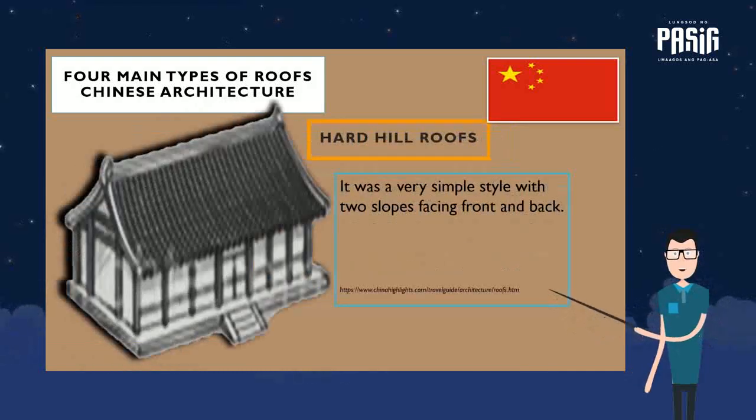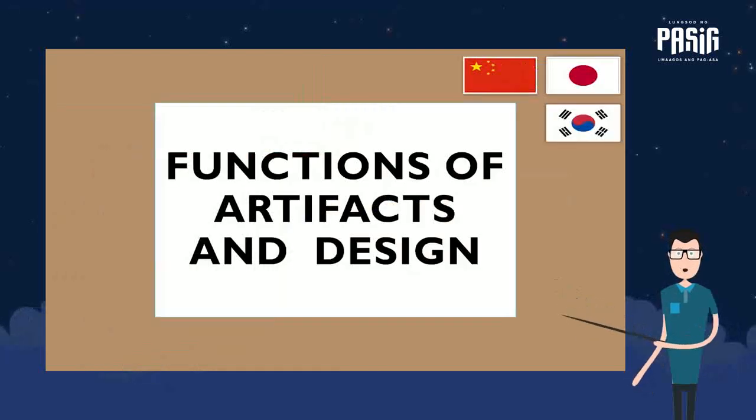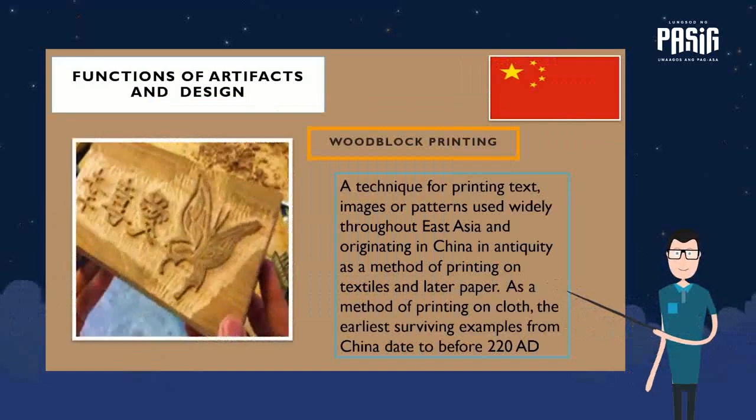Let's have our last roof, hard hill roofs. It was a very simple style with two slopes facing front and back. That is hard hill roofs. Now let's have the functions of artifacts and design. Let's start first with woodblock printing.